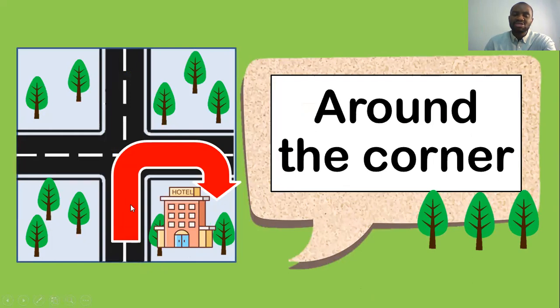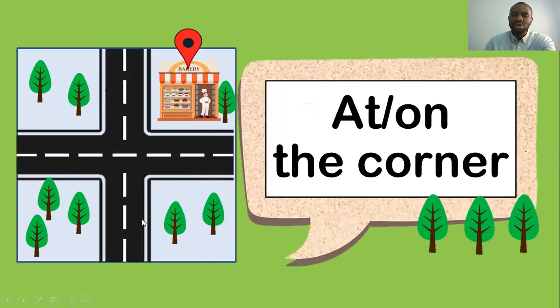We drive straight and the hospital is around the corner of the road. Okay, at the corner. How do we go to the bakery? We drive, we see a roundabout. We go straight and the bakery is just at the corner. The bakery is at the corner. Okay, it's at the corner.